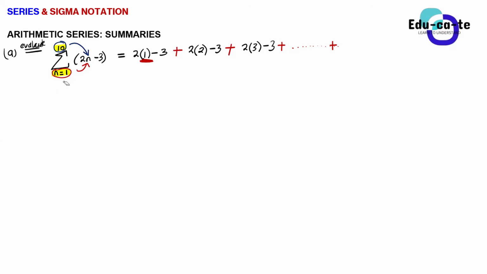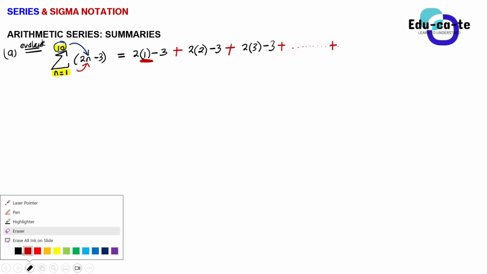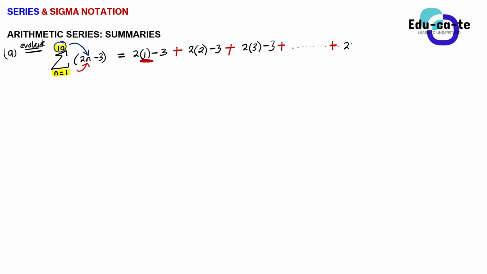Yes, sir. Substitute 10 there. That's going to be 2 times 10 minus 3. You expand it. So this is the last number that you can have. And when you simplify this, this is going to be 2 times 1 is 2 minus 3.